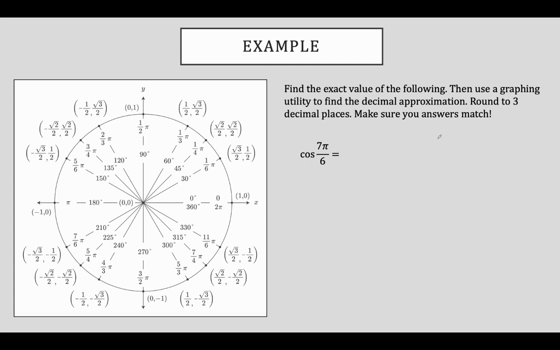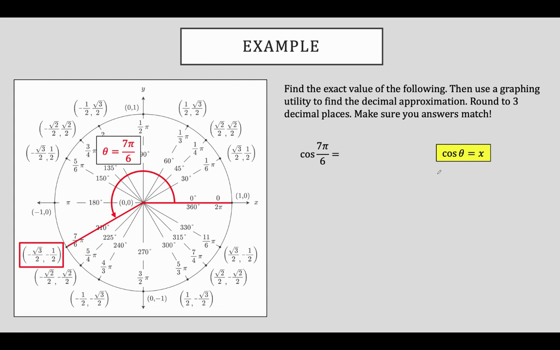Always a good idea to be able to check our work using a calculator. All right, so this is asking us to evaluate the cosine of 7 pi over 6. Well, to do so, we need to identify the angle 7 pi over 6, which we have right here, and the corresponding ordered pair to that angle on the unit circle. And our definition for evaluating the cosine of an angle using the unit circle is cosine theta is equal to x. And so the x coordinate in this case is negative root 3 over 2. That is our final answer.